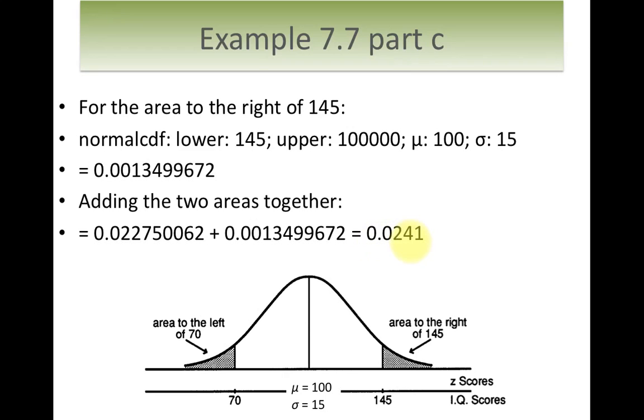Now again, we should never be arriving at a proportion of area that's greater than 1, or negative, or something like that. We're always looking at a number between 0 and 1. So this proportion of area, 0.0241, makes sense. It's 2.41% of the bell curve.